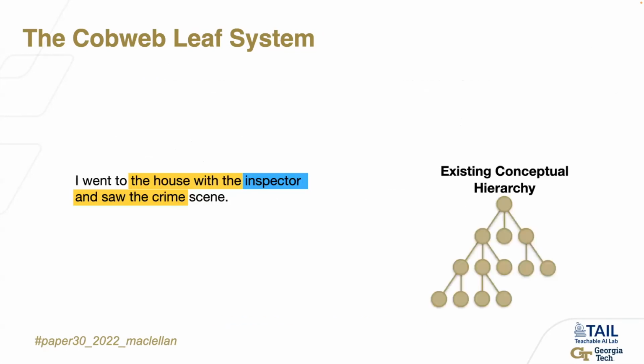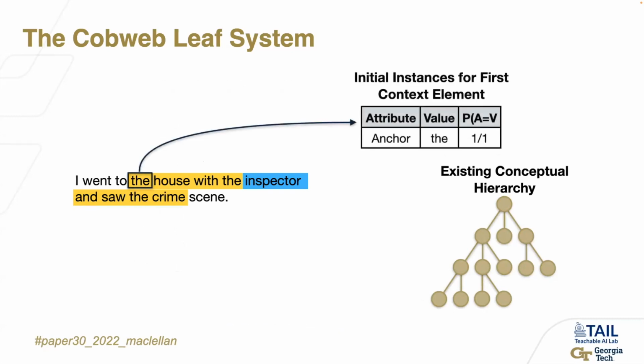This approach takes an iterative approach to building up the instance representation. Here's that same sentence that I was showing before. I'll follow along in this example, where we have an existing concept hierarchy, so we have existing knowledge that we're using. First, it creates an instance for each of the words that appear in the context window. At first, each of these instances contains the anchor and no context elements. So we're just using the anchor words themselves on this first pass.